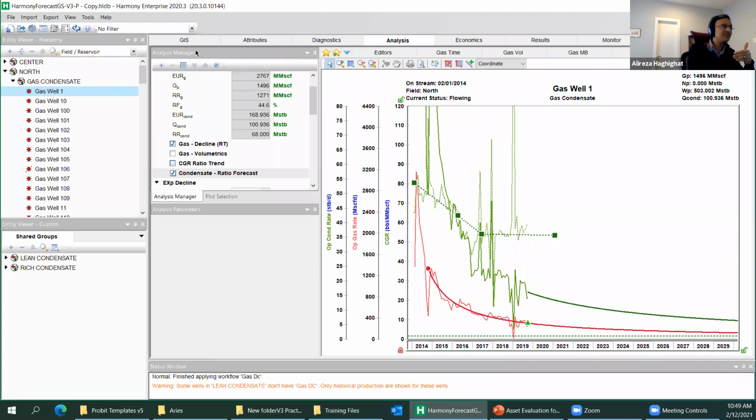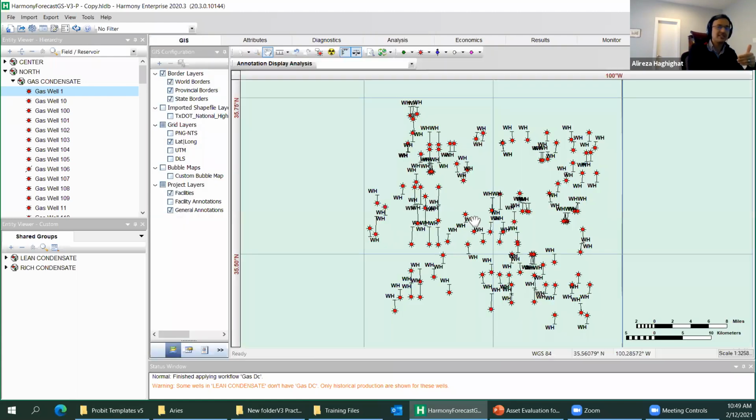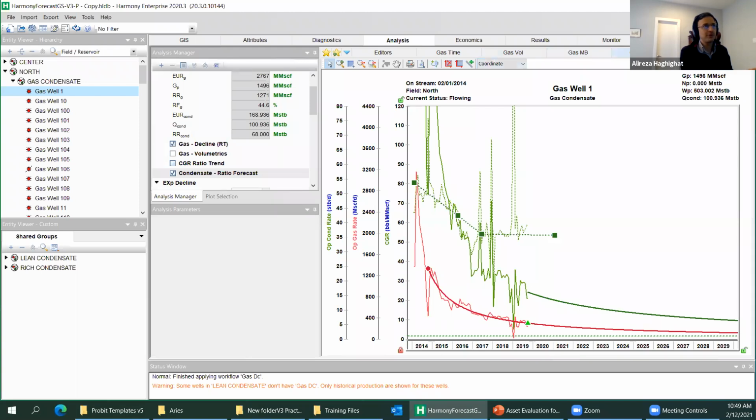So for each individual well that you have in this asset, you need to perform this analysis. So what you can do, you can save this workflow and then you can apply it for all of the wells, probably 120 wells that you have in this asset. And then each individual well performance should be quality checked. You should have a nice gas decline curve analysis, a good volumetric, a good condensate curve, and then you are done with single well reserve evaluation.